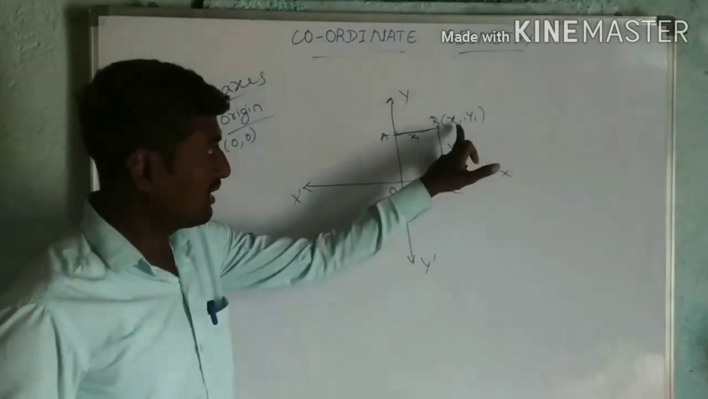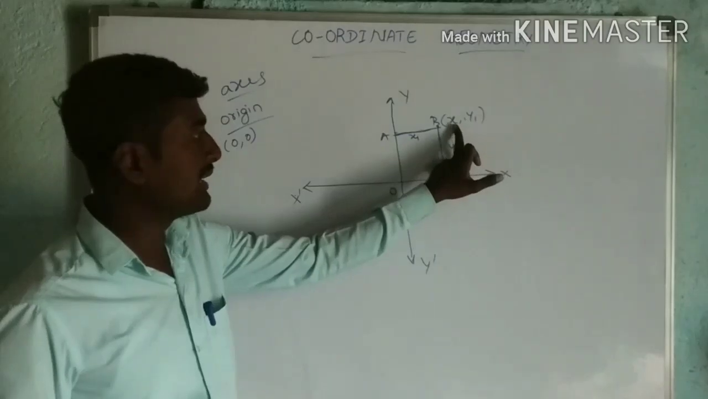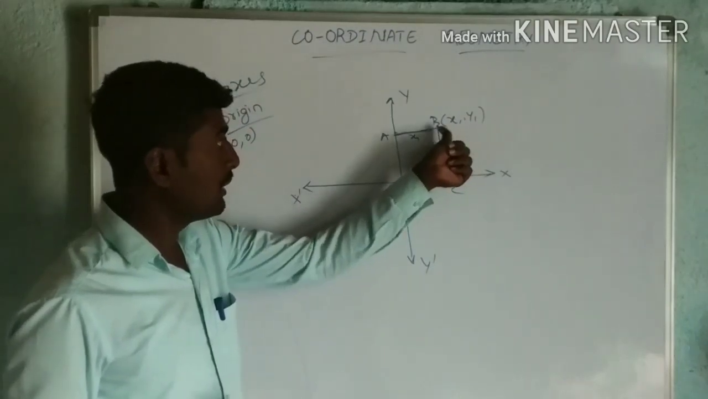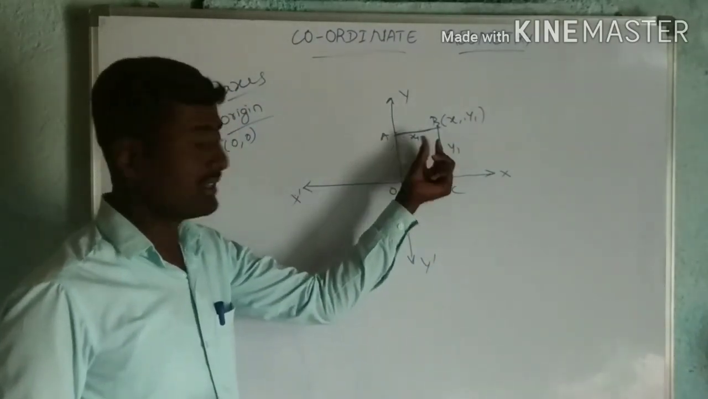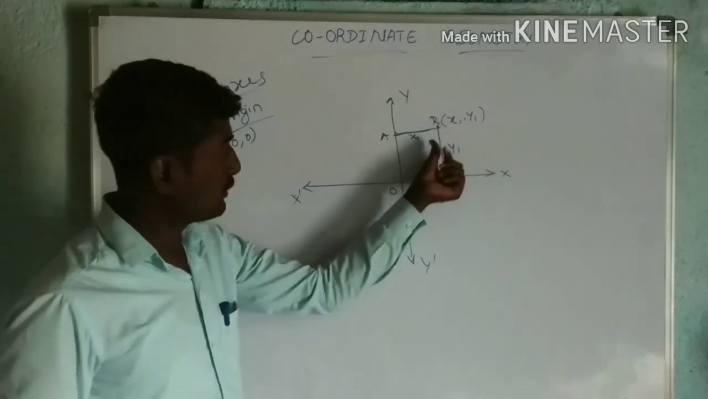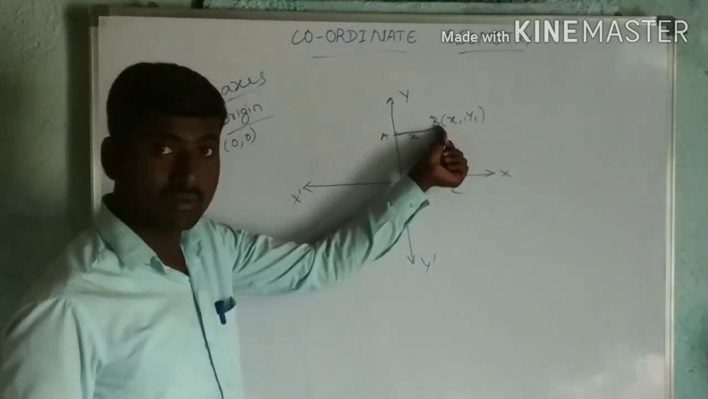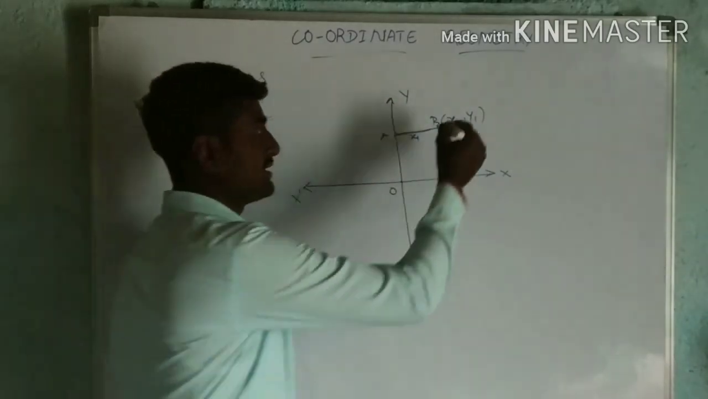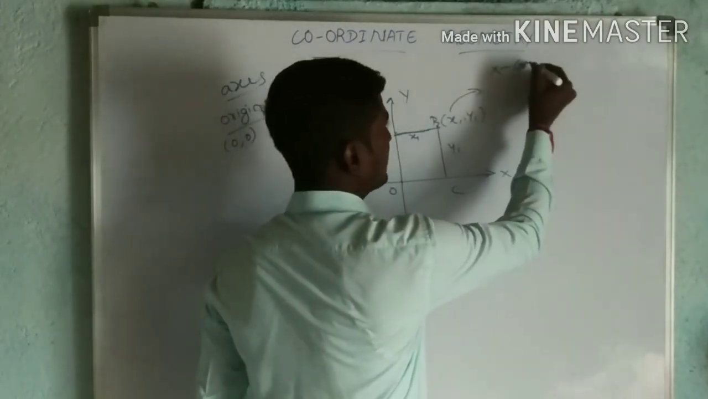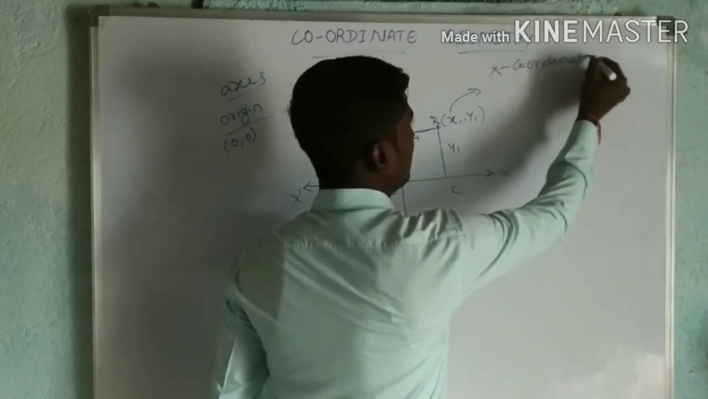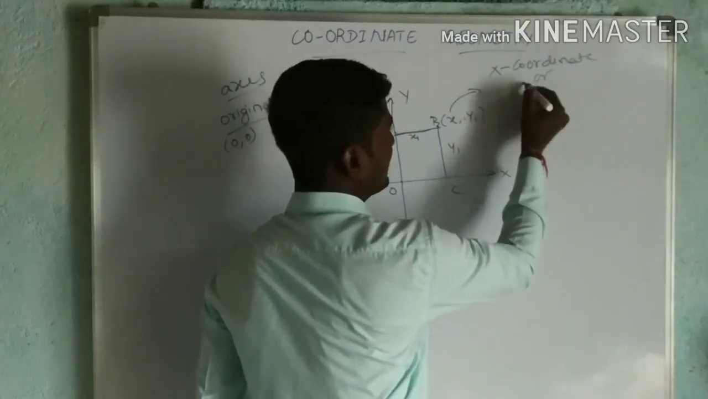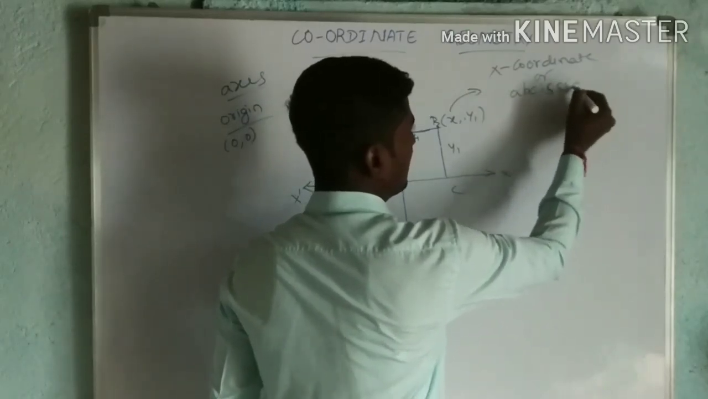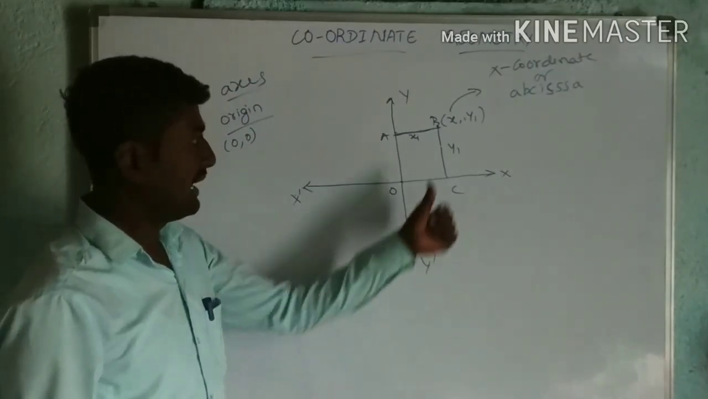So I call this the x coordinate. x1 is the x coordinate. What is it? The distance of a point from the y-axis. So x1 is the distance of the point from the y-axis. That is nothing but the x coordinate. Or in this way you can also call it abscissa, A-B-S-C-I-S-S-A. Abscissa.